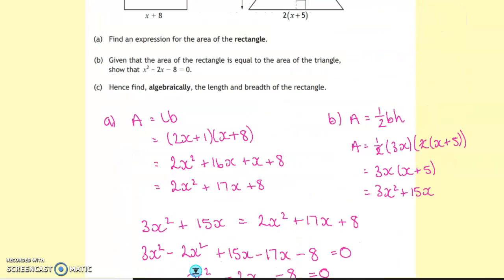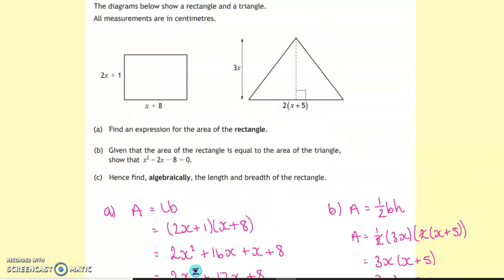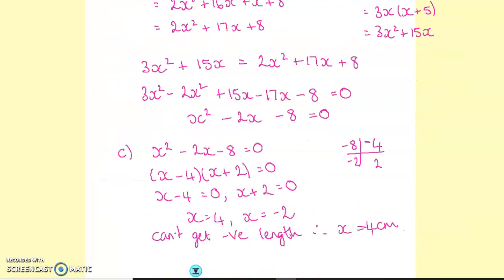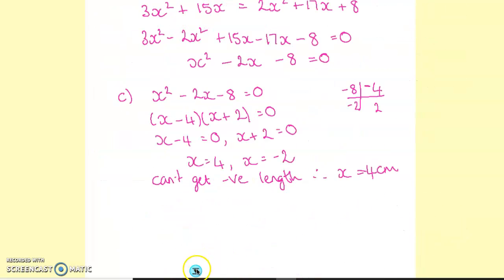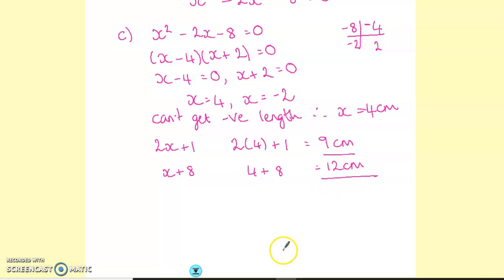Still haven't answered the question though. I'm asked for the length and breadth of the rectangle. So my rectangle is 2x plus 1 and x plus 8. So subbing in 4, I get 2 lots of 4 plus 1, which is 9 centimetres, and 4 plus 8, which is 12 centimetres. So my rectangle is 9 centimetres by 12 centimetres.